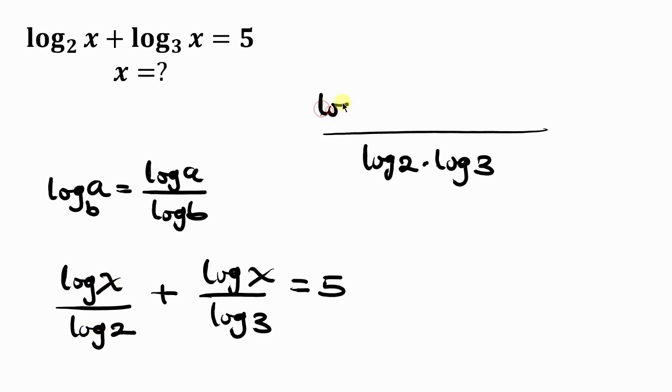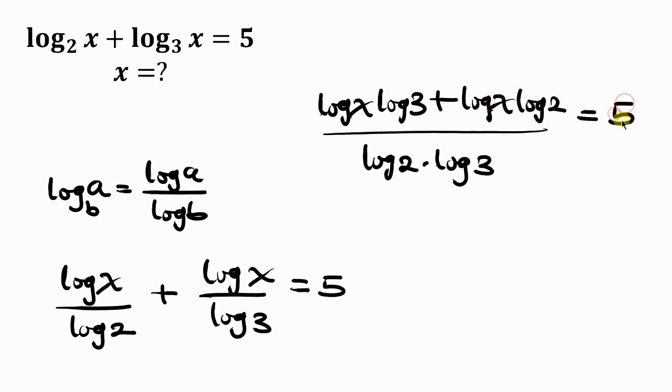We have log x times log 3 plus, now we do the same thing, log 2 times log 3 divided by log 3, we have log 2 times log x, we have log x log 2. Very good. And this is equal to 5. Now notice something on the numerator. You notice that log x is common, so we can factor out log x.